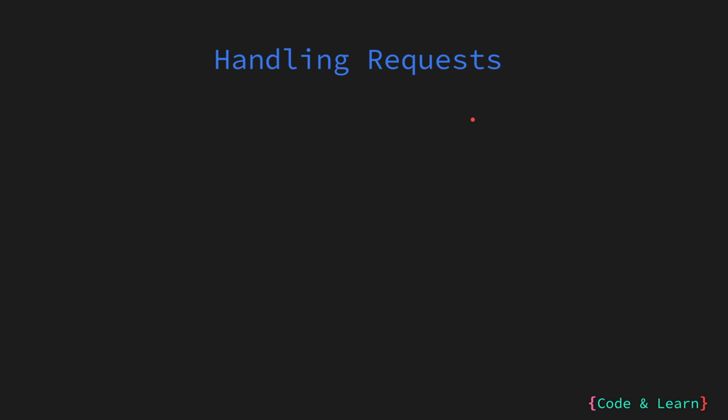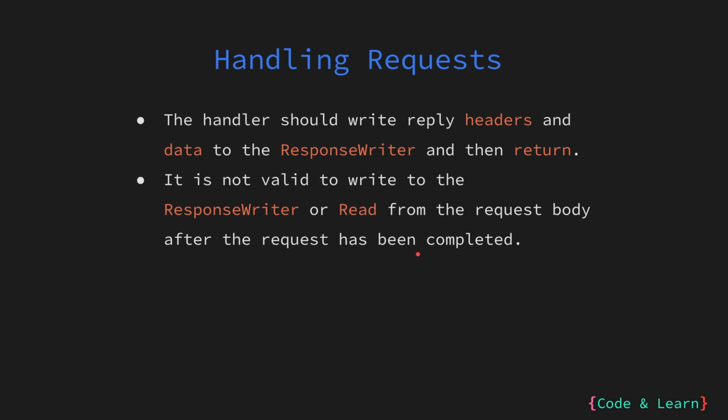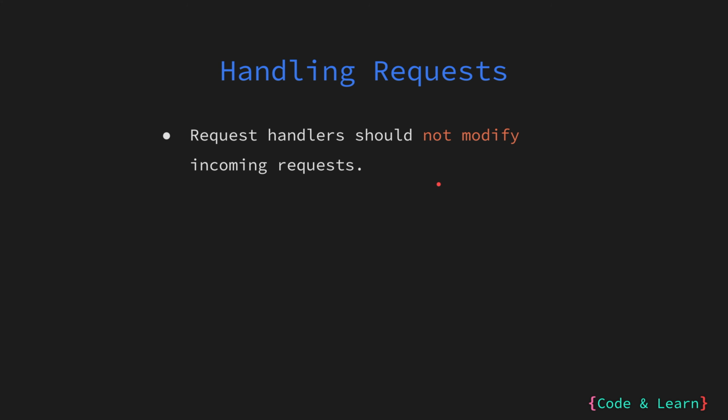There are some basic rules of request handling in Go. Let us go over them. First, the handler should write reply headers and data to the ResponseWriter and then return. Returning from a handler signals that the request processing is finished. It is not valid to write to the ResponseWriter or read from the request body after the request has been completed. It is a good habit to read from the request first before writing a response. Doing otherwise may cause bugs or panic. The handler should only use the request to read data from it and should not modify the request.